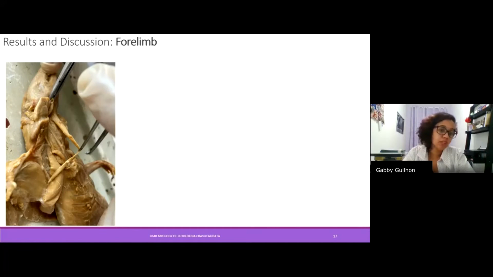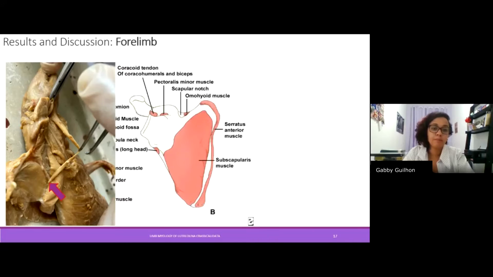And another interesting feature in the forelimb is the morphology, the size and the attachments of the omohyoid muscle. So these are the attachments of the omohyoid muscle in Lutreolina. Here we have a human scapula, so we can see where the attachment of the omohyoid muscle is in humans. And here the arrow shows where this attachment is in Lutreolina. So it's a very, very far attachment. It is a larger muscle in the marsupials.